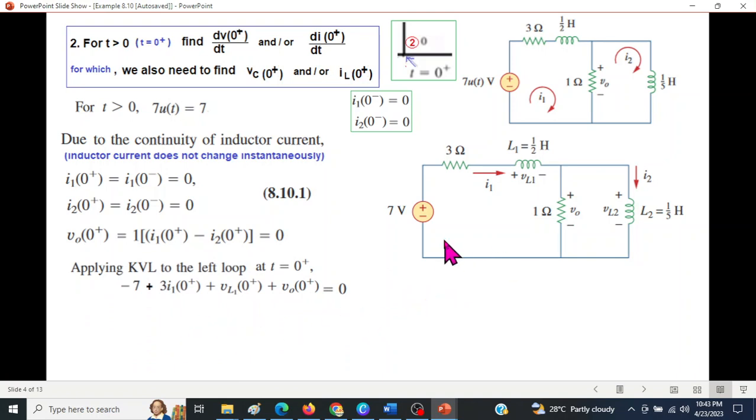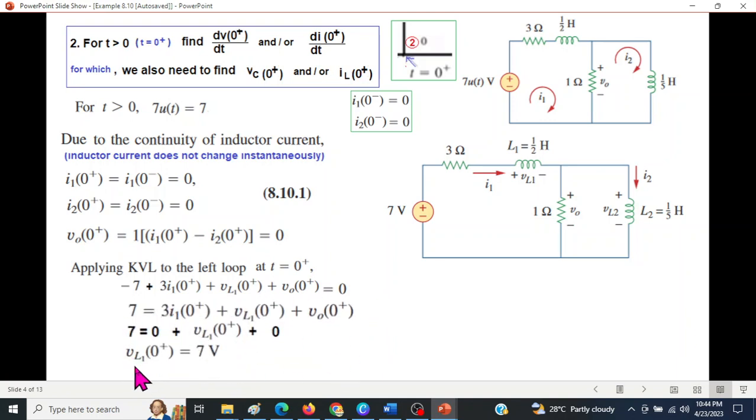Next step is to apply KVL to find VL1. So from here, minus 7, 3 into I1 plus, then VL1, and then VL0. Now we will put the value of I10, which is 0, we'll put the value of V0, which is 0, to find VL1. So arranging, VL1 is now 7 volt. So VL1 we have found.